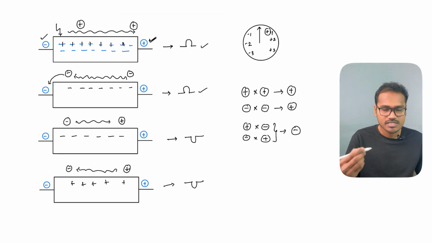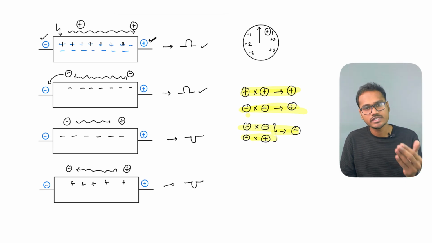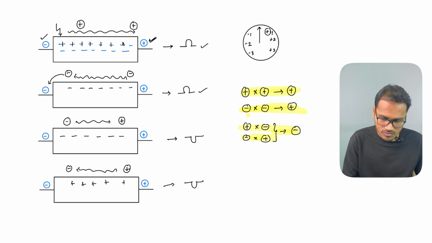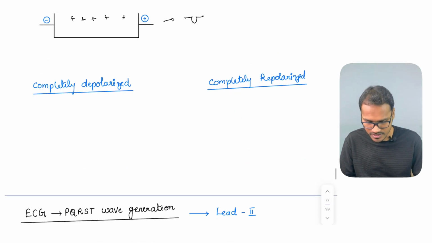Please recap this and watch this part. Why? Because this is one of the most important concepts, and this will help us understand why some of the waves are positive and why some of the waves are negative. So plus into plus is plus and minus into minus is also plus. With this concept, now we will move on to the ECG wave generation.